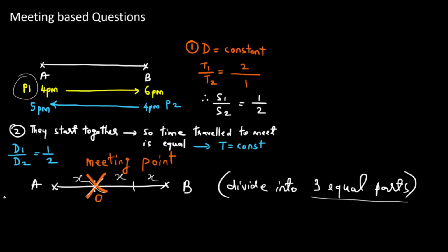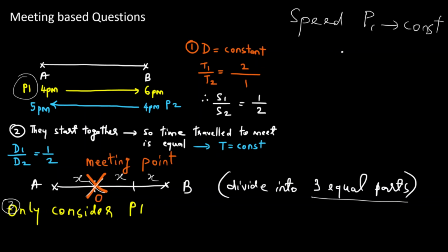For this, let's move on to step 3. We only consider person 1. Alright, now person 1 will be moving from A to O, and then from O to B, right? Now over here, the speed is constant, right? Speed of person 1 is constant.